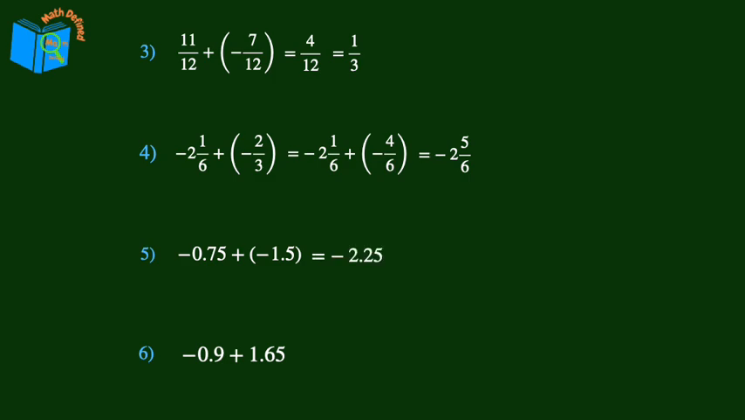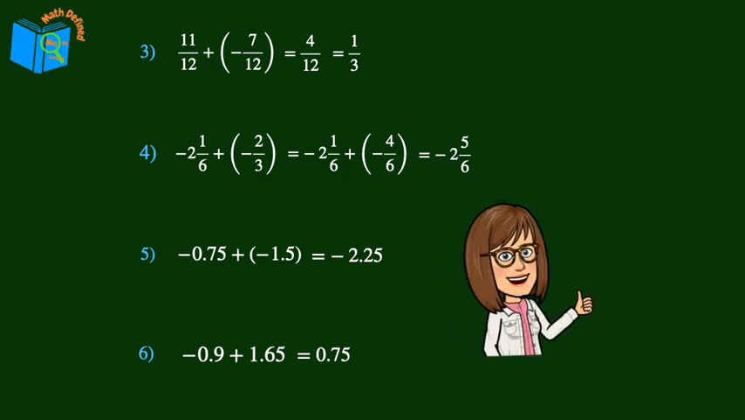And the final problem has a pair of decimal numbers with different signs. We need to subtract and keep the sign of the number with the larger absolute value. 1.65 minus 0.9 is 0.75. And since 1.65 has the greater absolute value, our sum will be +0.75.